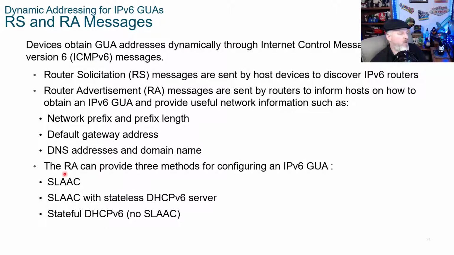domain names. The router advertisement can provide three methods for configuring a v6 GUA. You can do SLAAC, SLAAC with a stateless DHCPv6 server, or stateful DHCPv6 with no SLAAC.